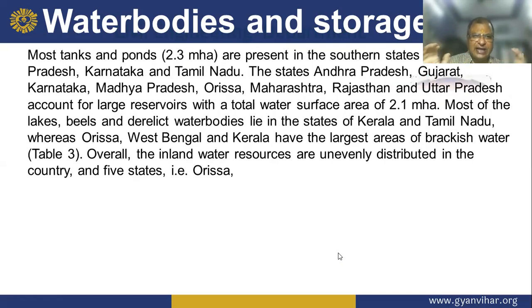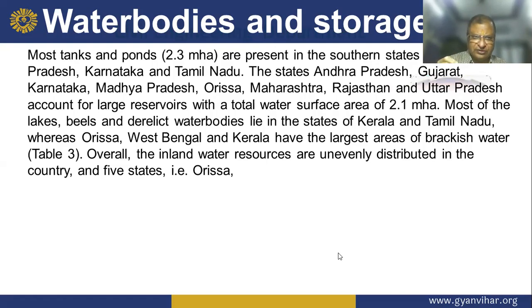Most tanks and ponds, 2.3 million hectares, are present in the southern states of Andhra Pradesh, Karnataka, and Tamil Nadu. The states of Andhra Pradesh, Gujarat, Karnataka, Madhya Pradesh, Odisha, Maharashtra, Rajasthan, and Uttar Pradesh account for large reservoirs with a total water surface area of 2.1 million hectares.